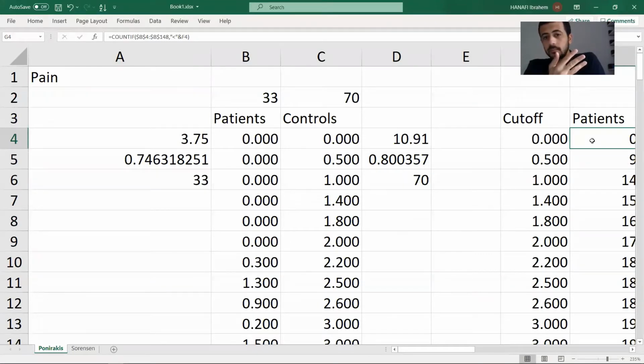False, no, wait, they're positive. False negative. Are they false? They should be positive. Why should they be positive? They're patients, so they're sick. Oh, your hypothesis is not about the density? Yeah, my hypothesis is about density, but I am saying that patients have lower density than controls.